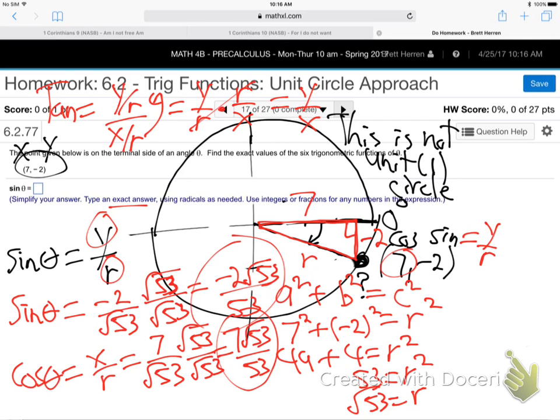So it's not a unit circle, got to find the radius, and sine is y over r, cosine is x over r. Normally, unit circle, radius is 1. So we ignore the r. It's just 1, normally.